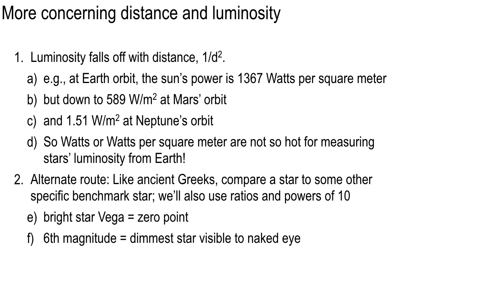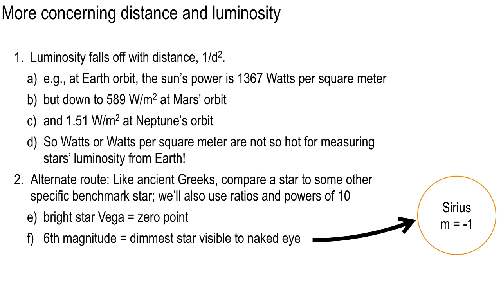Now, sixth magnitude is the dimmest star visible to the naked eye. And in this system, the apparent magnitude of Sirius, little m, is minus one. Right? So Sirius is not a one. It's not a zero. It's even deeper below zero. It's a minus one.